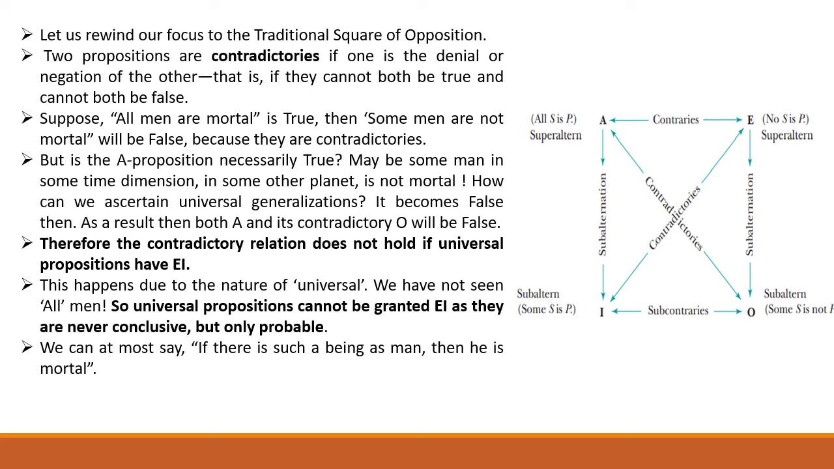So now if the A proposition becomes false because of its universal nature, then what will happen? The corresponding contradictory O proposition will also become false. And we know that contradictories cannot be false together. If one is true, the other must be false. So here we see that the contradictory relations between A and O and E and I are also not holding up.